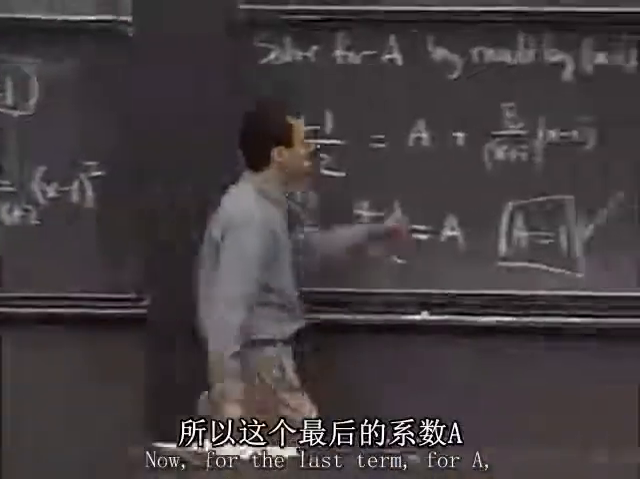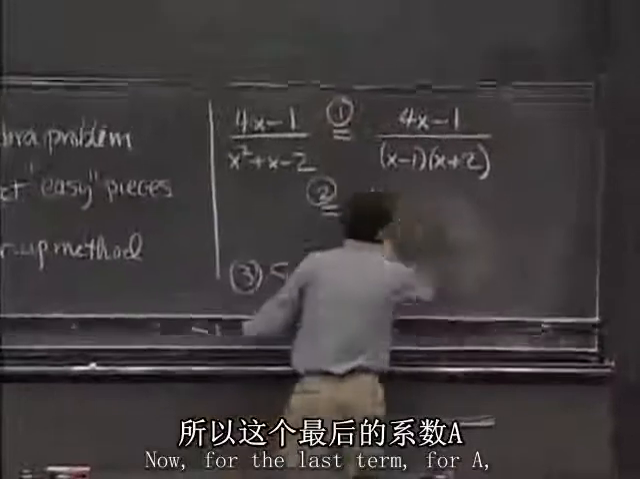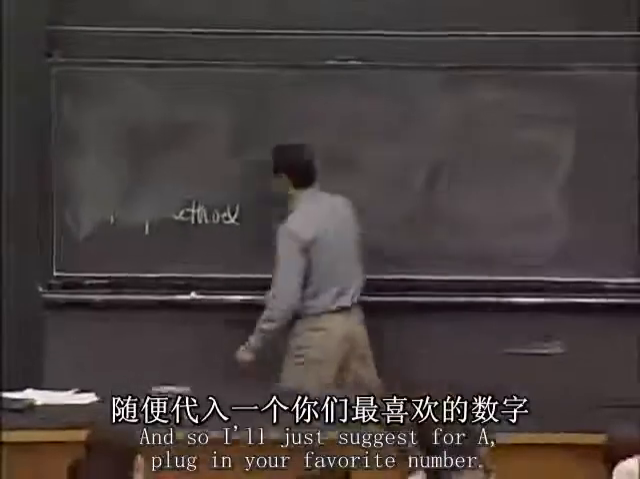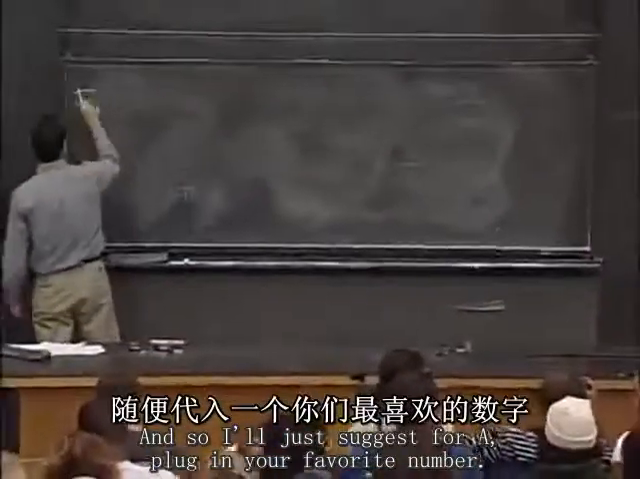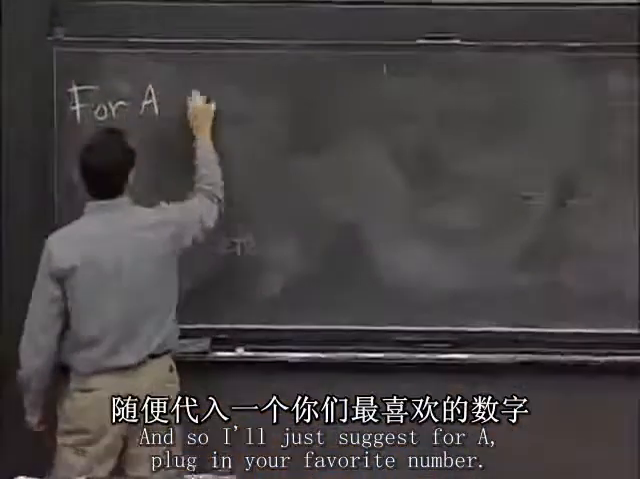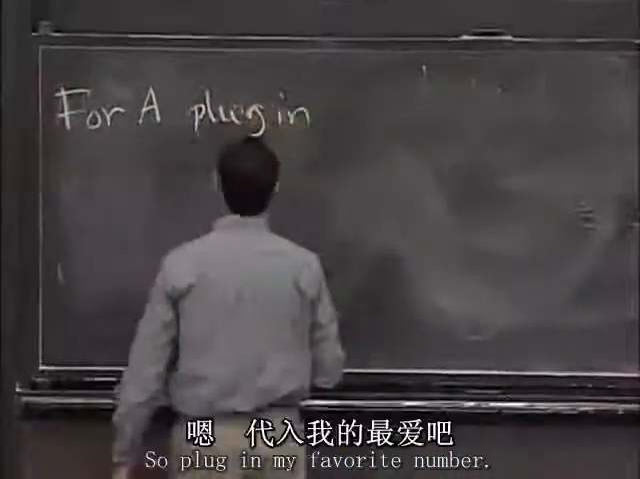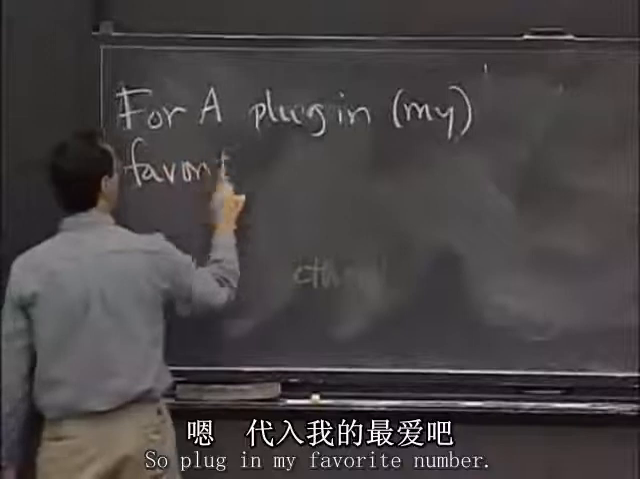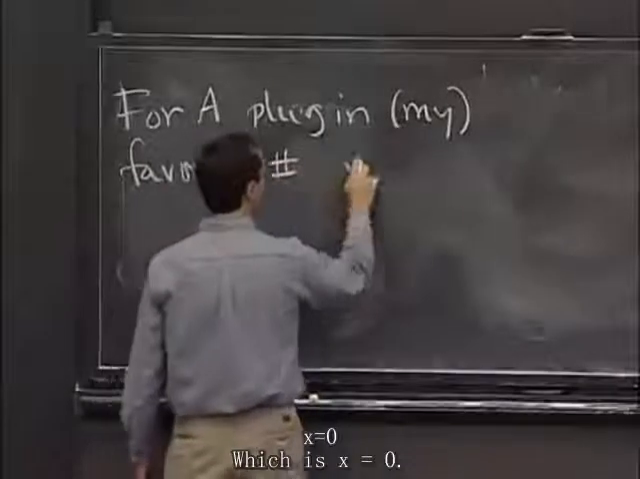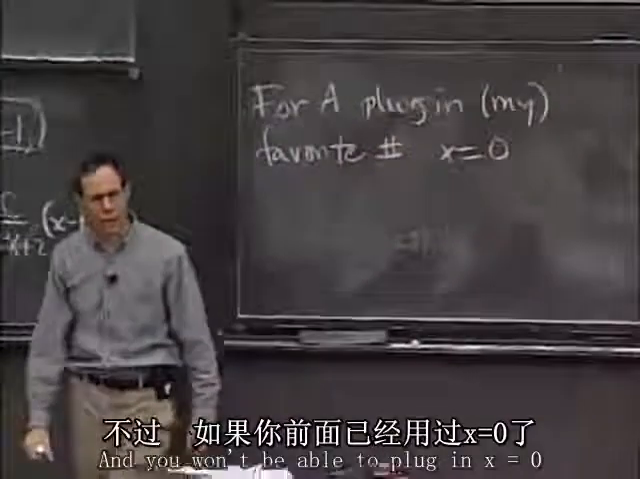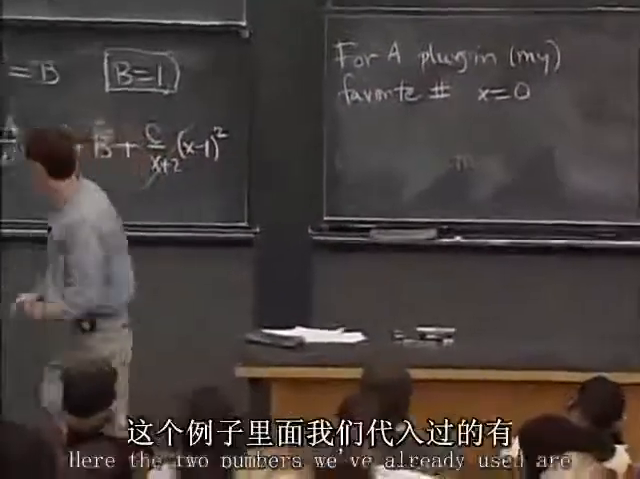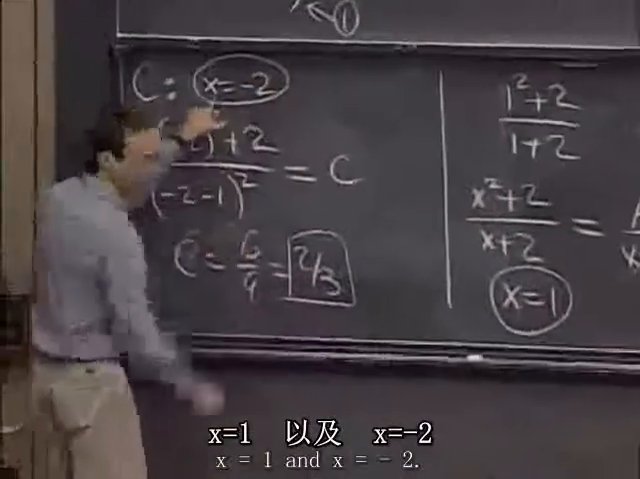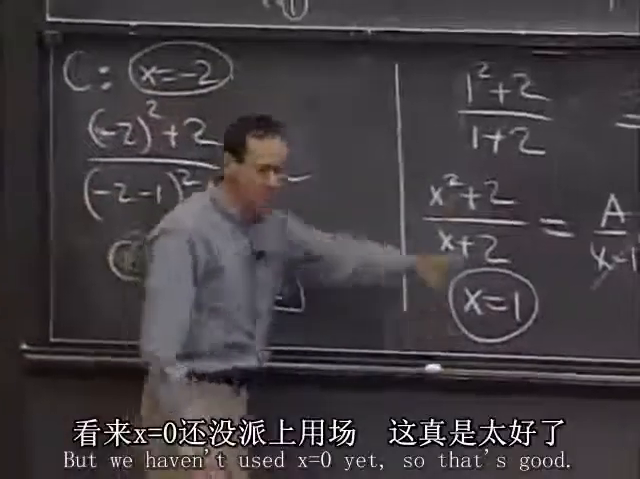All right. Now, for the last term, for a, I'm going to just have to be straightforward about it. So I'll just suggest for a, plug in your favorite number. So plug in my favorite number, which is x equals 0. And you won't be able to plug in x equals 0 if you've already used it. Here, the two numbers we've already used are x equals 1 and x equals minus 2. But we haven't used x equals 0 yet, so that's good.